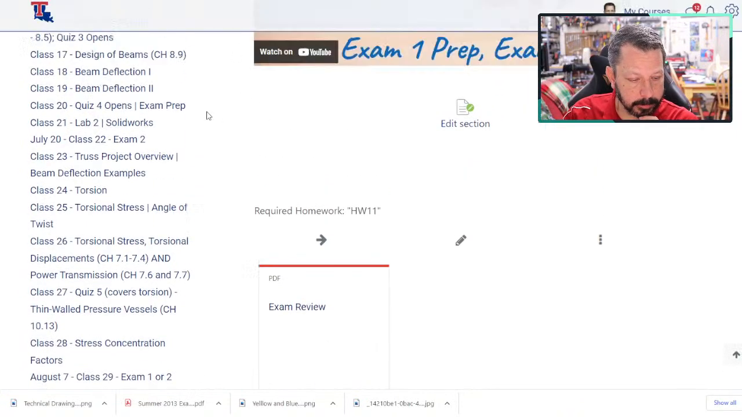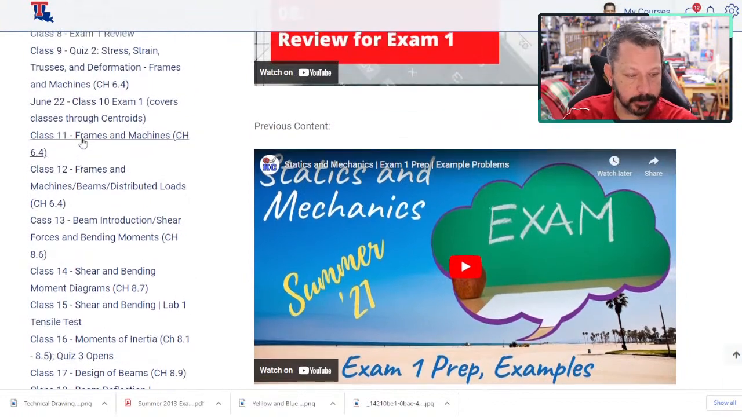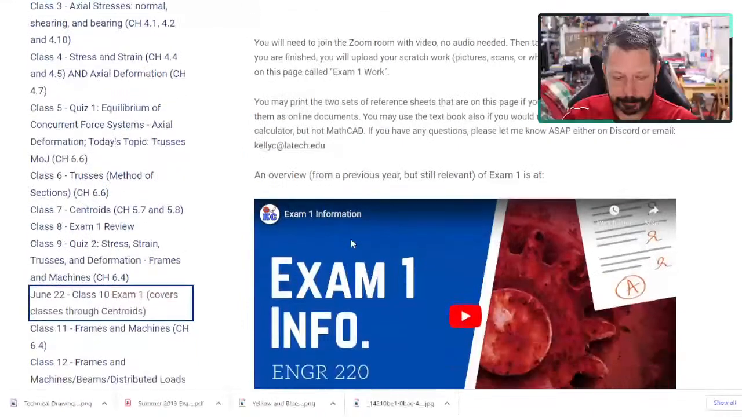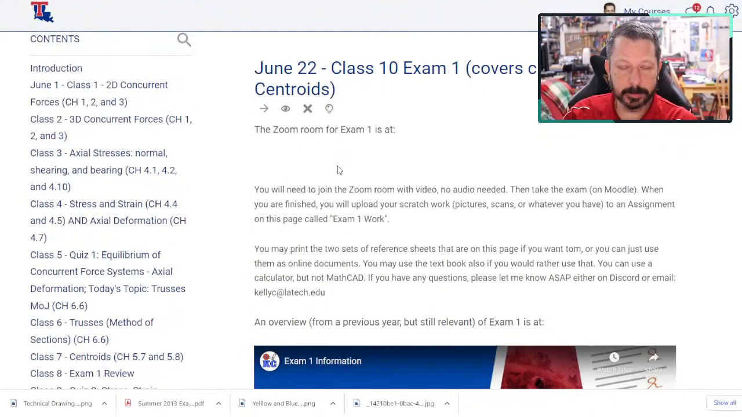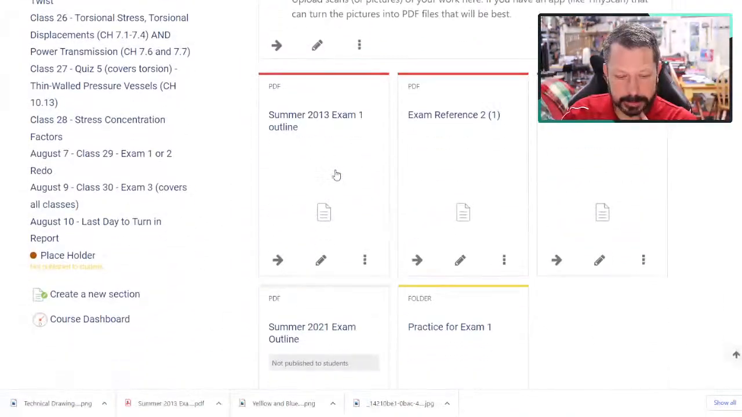There's that on there. But if you go to class 10, that's the actual exam day, there'll be a Zoom link here once it's set up for you to log into so that we can do the exam proctoring. But down here, exam reference 1 and exam reference 2 are copies of the reference material from the book. So if you don't have the book or you just want the pages and not the whole book, then you can use those.